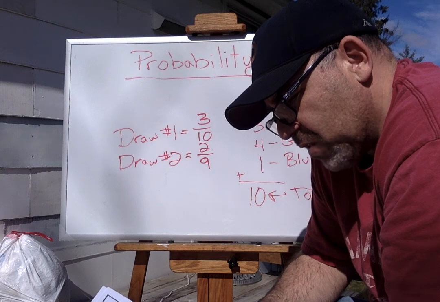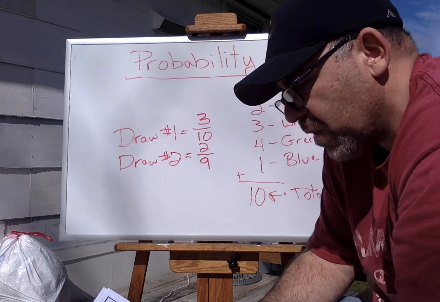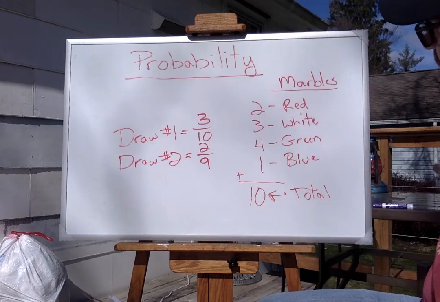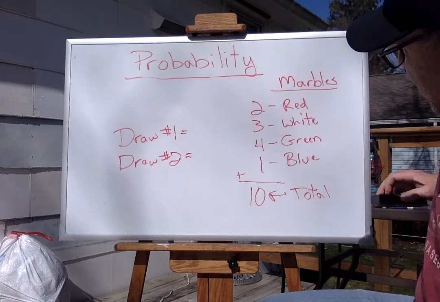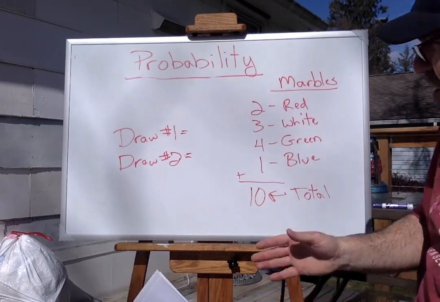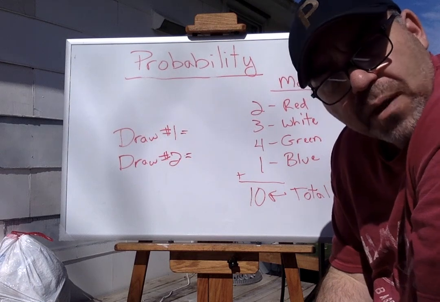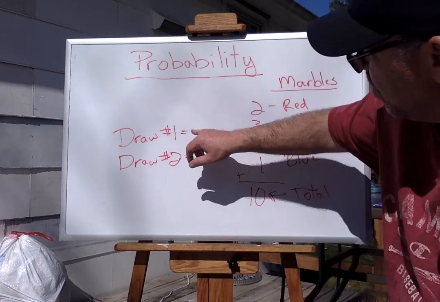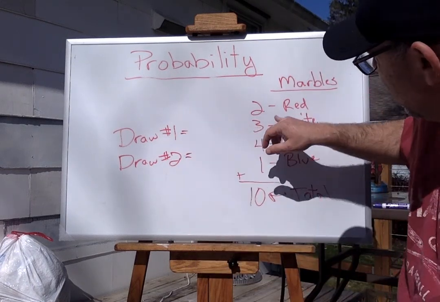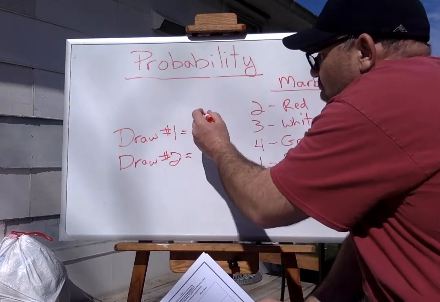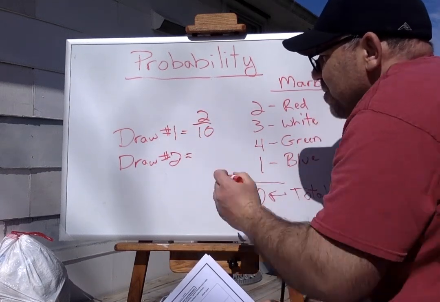What is the probability of selecting 2 consecutive red marbles? Okay? Now think about this one. Okay? All the marbles are back in the box. We haven't taken any marbles out. We put them all back, starting fresh. So the probability of drawing a red marble is 2 out of 10.